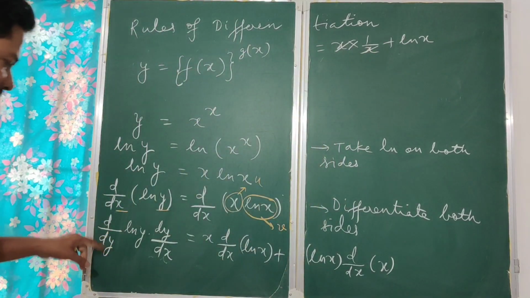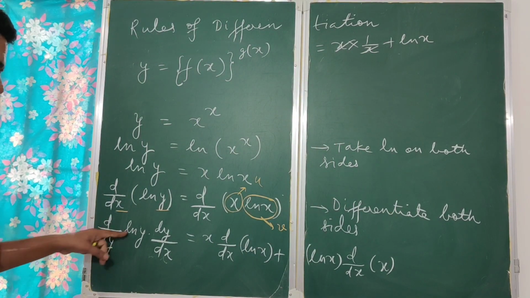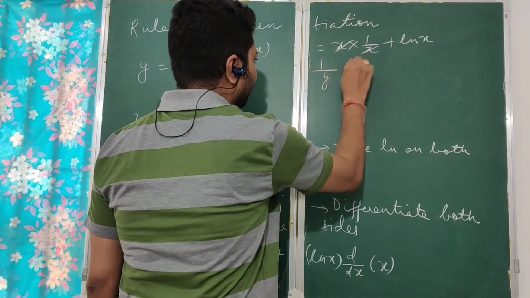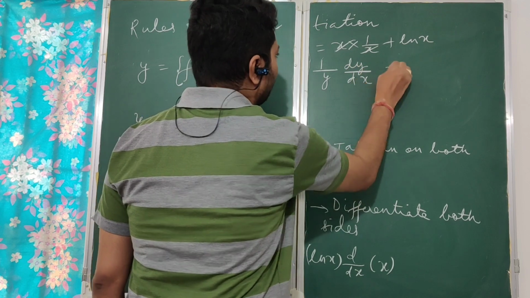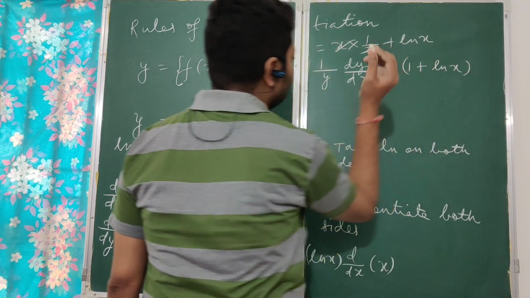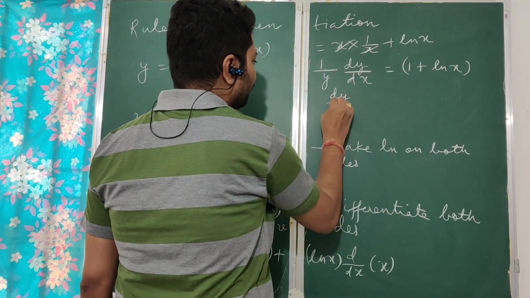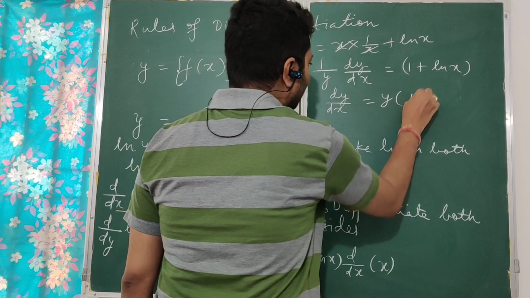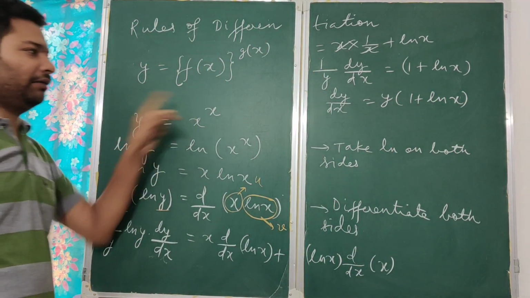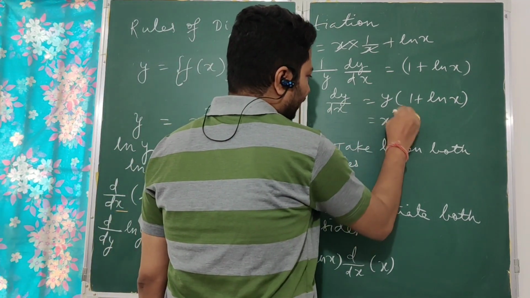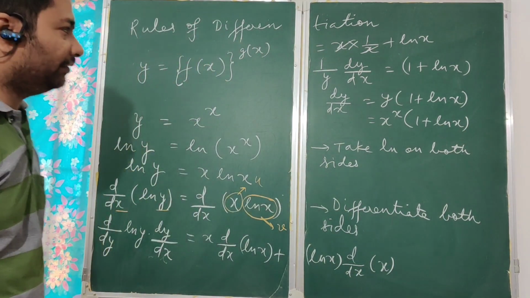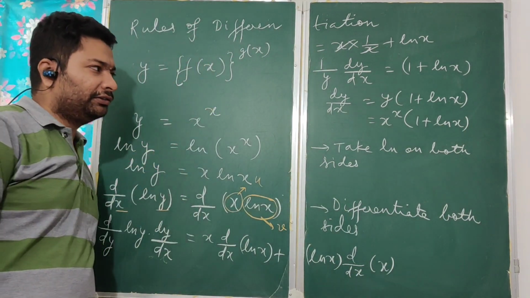On the left hand side, you are having d by dy of ln y. How much is this? 1 by y. So we can write 1 by y into dy by dx as equal to 1 plus ln x. So what is dy by dx? It is y into 1 plus ln x. And what is the value of y? It is x to the power of x. So we can write it as x to the power of x into 1 plus ln x. So that is the differentiation of x to the power of x.